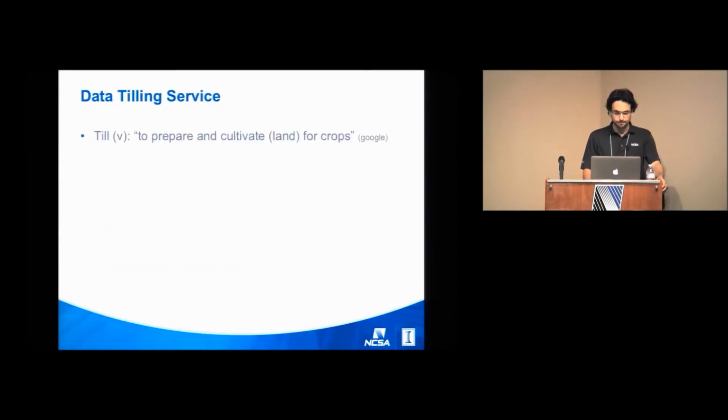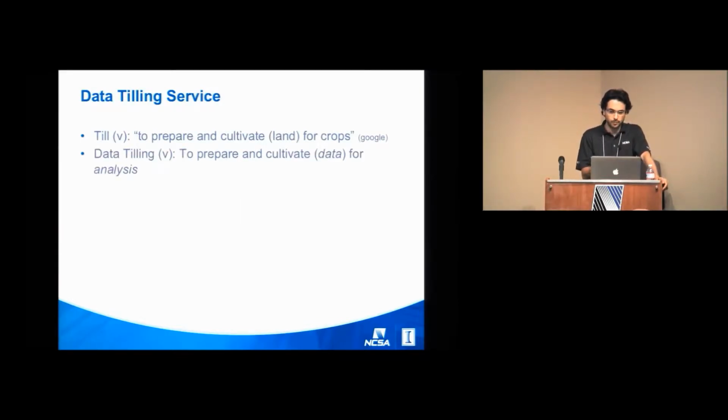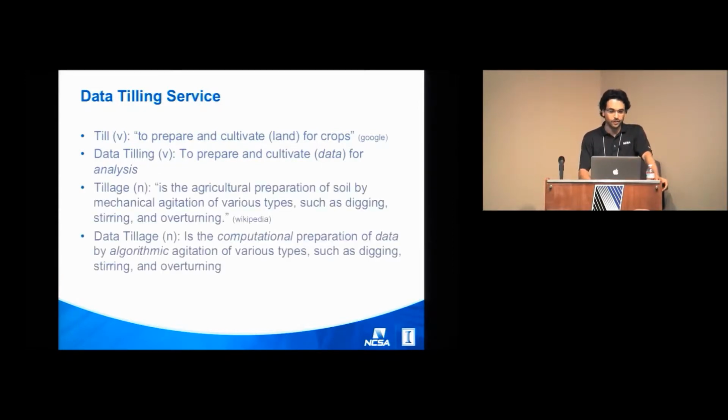Okay, so Data Tilling Service. Why tilling? Everybody knows what till means: prepare and cultivate land for crops. If you replace land with data for analysis, you start getting a sense of it: to prepare or cultivate data for analysis. It's not necessarily doing full analysis on it. If you think about the verb tillage, you get the computational preparation of data by algorithm agitation of various types, such as digging, stirring, and overturning.